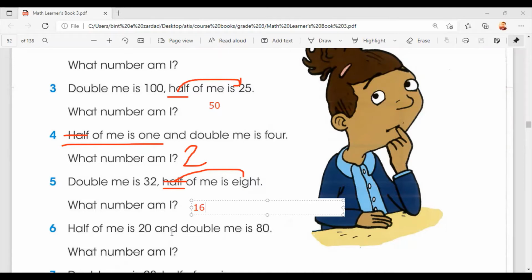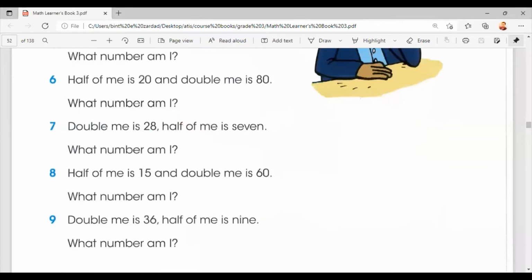Half of me is 20 and double of me is 80. So the same process, the same method we are using. Half of me is 20. Instead of half we are making double. Double of 20 is coming 40. So right here 40, now we can check. Half of me is 20. The half of 40 is 20, and double of 40 is 80.